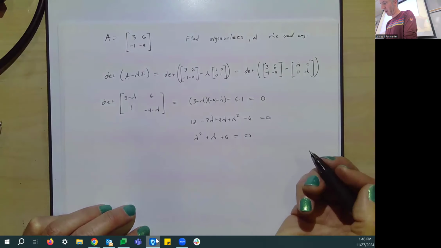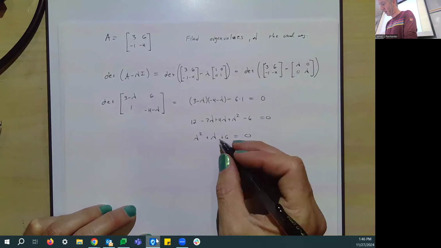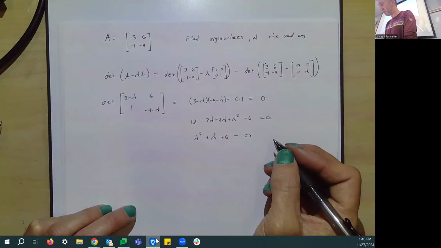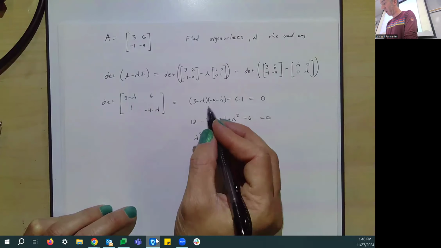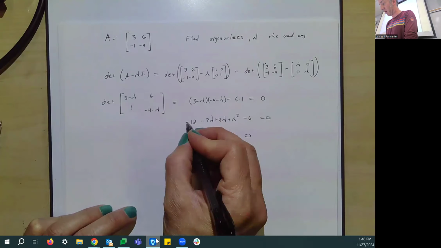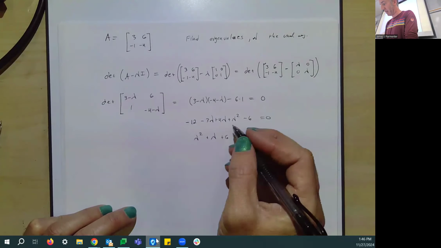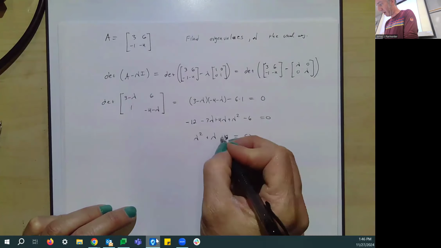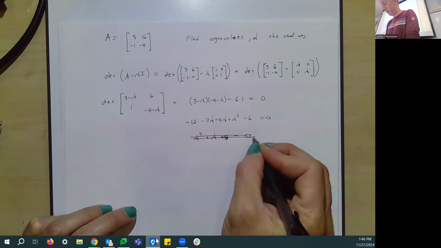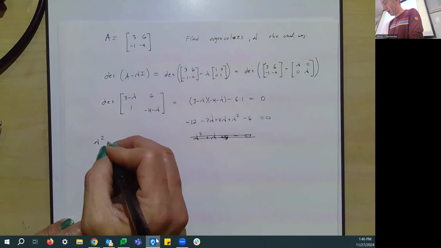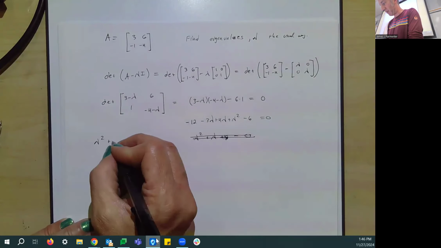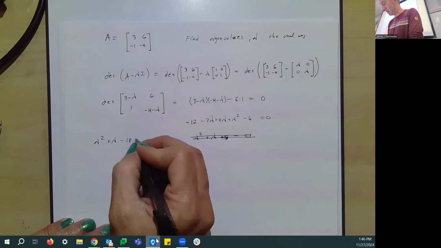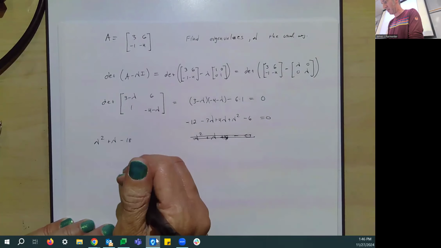That feels like I'm making a mistake somewhere. I don't think that factors, and I know it should factor. Oh, it should be a minus 12. 3 times -4 is minus 12. Sorry about that. That should be a minus 18, not a plus 6. Let's just cross it out. So we should get lambda squared plus lambda minus 18. I still feel like I'm making some stupid mistake here.